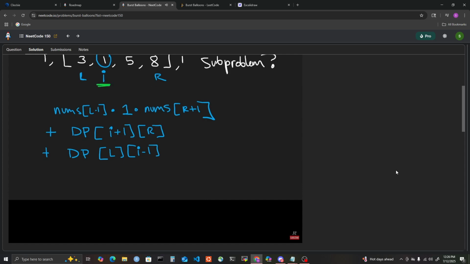But now, if we pop this last, we know that if this was popped last, we'd end up popping all of this first, and we'd pop this first. So then once we pop this, its left would be the 1, its right would be the 1, right? So that's where we're getting this from, right? R plus 1's here, left minus 1 is over here. Multiplied by the value at index I, which is 1, right?